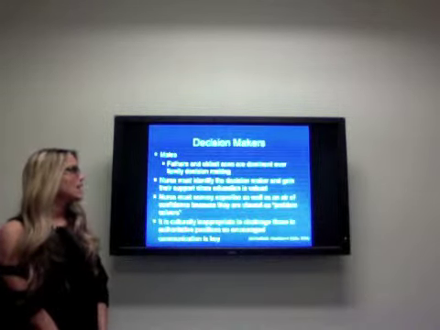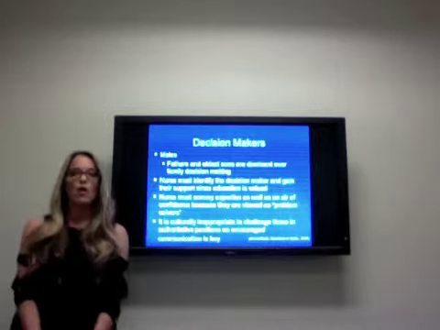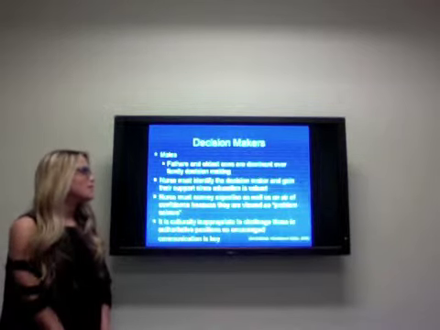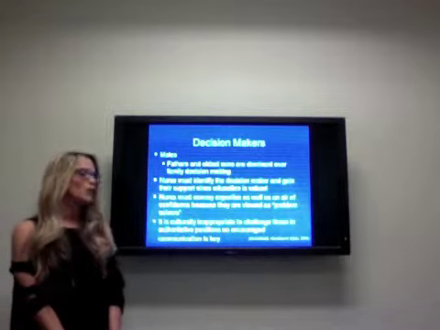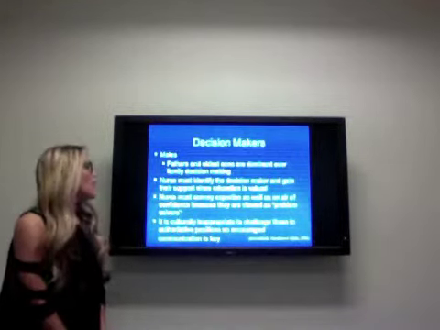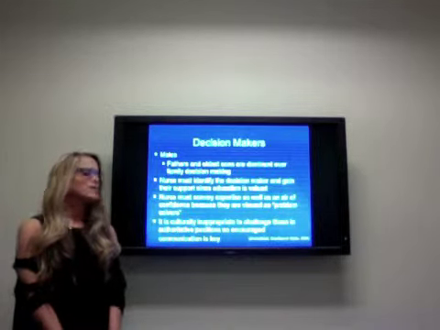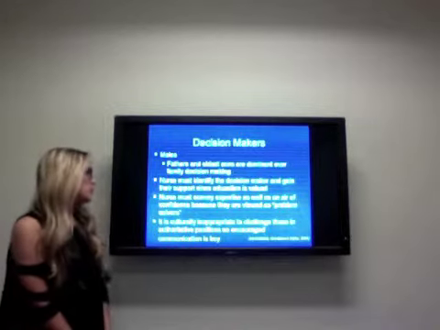The males and eldest sons are the dominant figures in the family, and they make all of the choices for the family. So the nurse must identify who the decision maker is and gain their support, since education is really valued in this family. The nurse must also convey expertise as well as an air of confidence, because they're viewed as the problem solver in the situation or the illness.